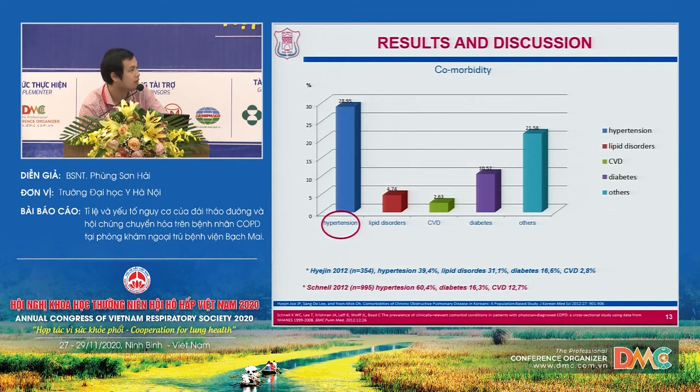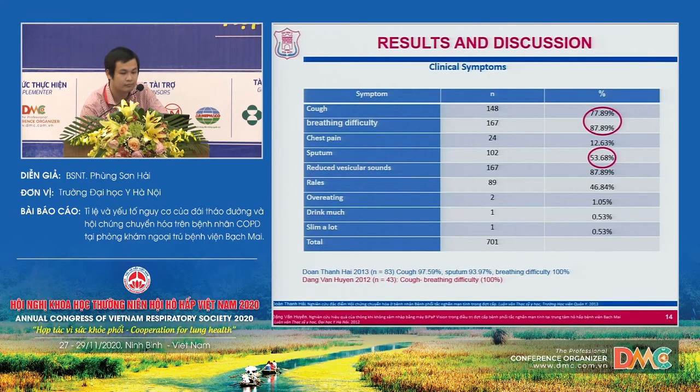Now look at the comorbidity of COPD patients. We saw that hypertension is the most common in COPD patients, accounting for 28.195%. According to Hyun and others, hypertension is the most common. So these are the clinical symptoms. The study found that cough and sputum are the most common. The study is similar to Đoàn Thanh Hải and Đặng Văn Huyên.